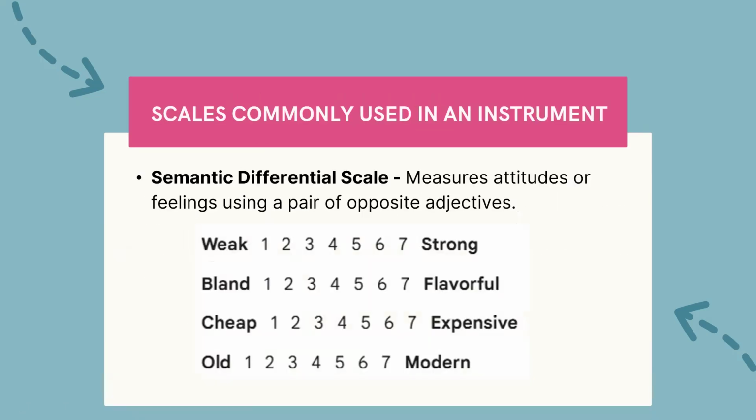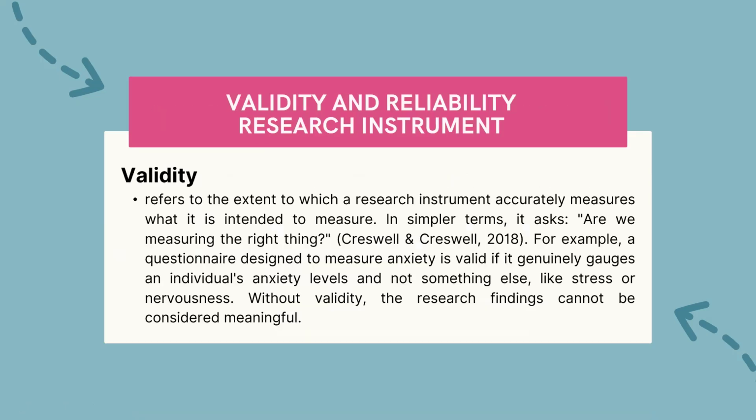Next, we're done with the research instruments. Now let's proceed to the validity and reliability of our research instrument. But first, let us define what is validity. Validity refers to the extent to which a research instrument accurately measures what it is intended to measure. Say, for example, you're studying about study habits. Of course, your questionnaire or research instrument should be all about study habits because it measures what it intends to measure. Or in simpler terms, are we measuring the right thing?